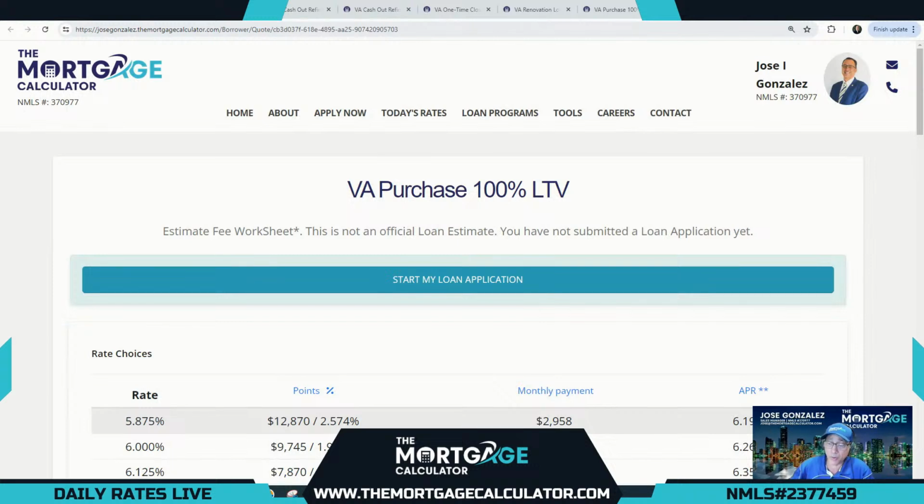So to recap, a couple of the nice things that VA offers: no mortgage insurance ever on a VA loan. Now, there is a funding fee. However, if your vet or active military service member has at least a 10% service-related disability, then the VA funding fee is exempt, which is a great deal. 100% LTV, always on the VA purchases as well. So our first option here is a 100% LTV VA purchase. This is the standard one that everyone is aware about, right?